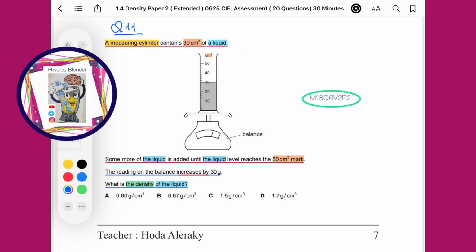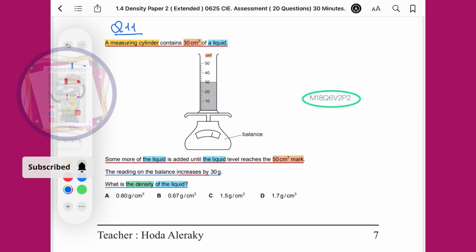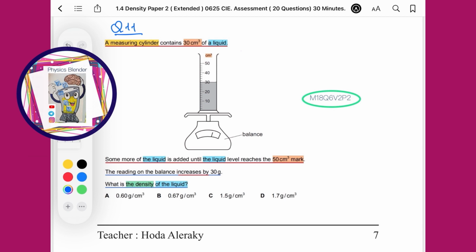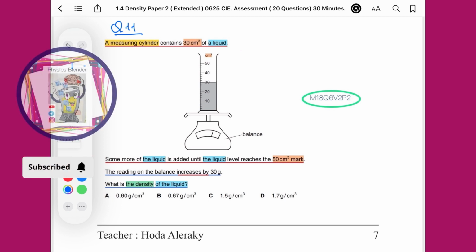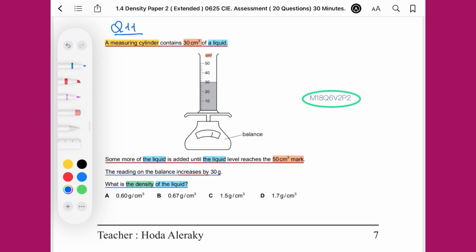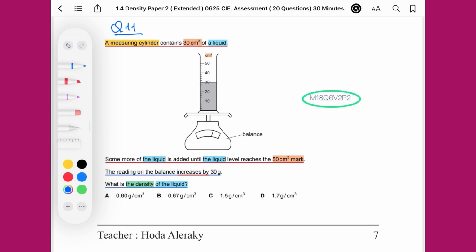We have a measuring cylinder that contains 30 cubic centimeters of a liquid already, and we added liquid until the liquid level reaches 50. So please, this question seems to be simple, but it's challenging.